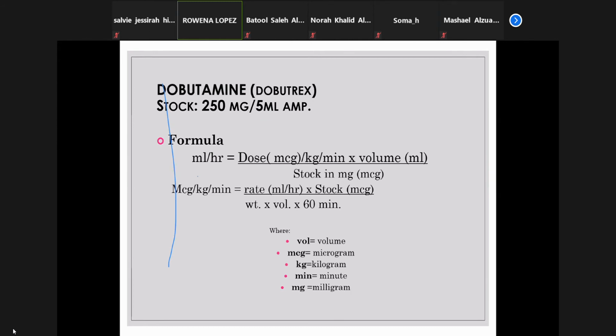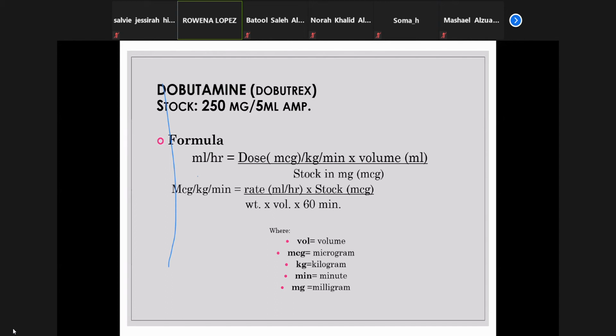So this is your formula when calculating the dose of your medication if you are asked to run in ml per hour. The stock of the dobutamine is 250 milligrams per 5 ml. Please do remember this formula, okay? Please take a picture, or anyway, I will share the PowerPoint with the clinical instructor, and inshallah, you will review it so you will not forget your calculations, okay?